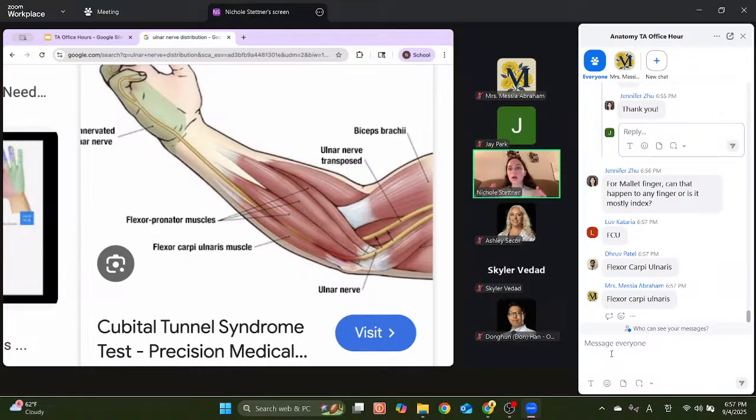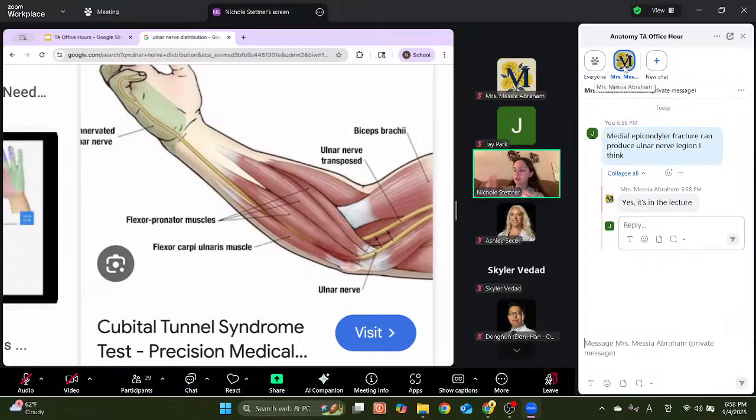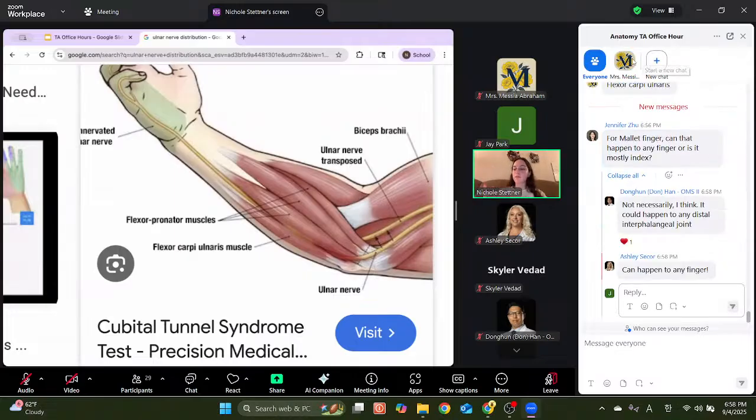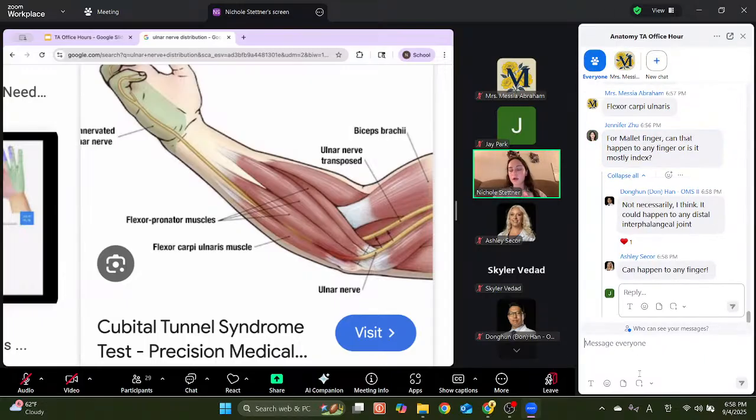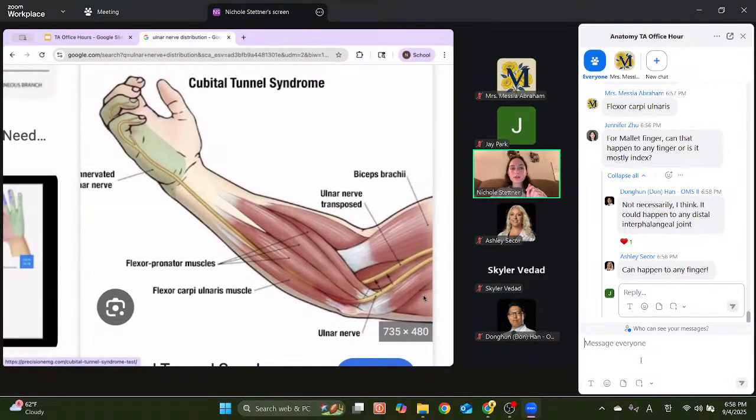There's a difference between a claw hand and the hand of benediction. The hand of benediction is for the median nerve. Your hand's kind of like this because you can't flex your fingers, and they're just stuck straight, versus a claw hand, which is like this, with these two fingers bent back. That's because you can't straighten them, because of a couple of different muscles there. Great, so that's cubital tunnel.